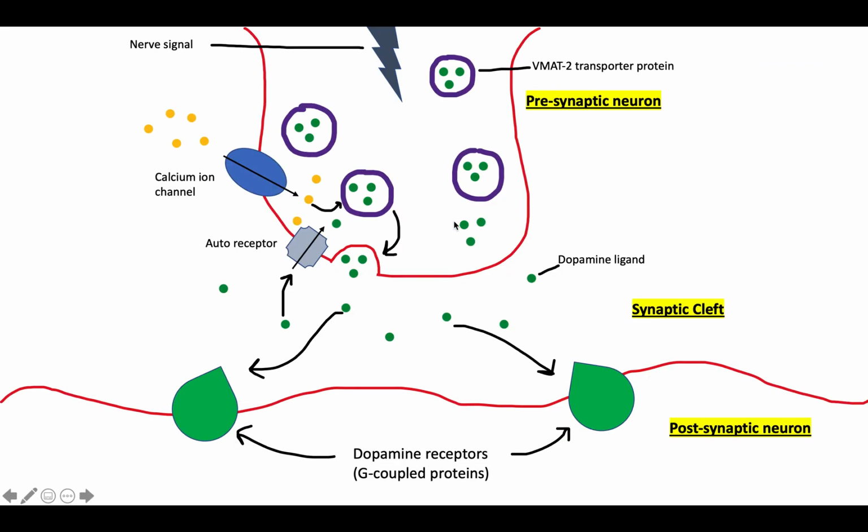First, dopamine that's already been synthesized from the midbrain sits in these vesicles called VMAT2 transporters, and as the nerve signal reaches the axon terminal, it stimulates the calcium ion channel to open and causes an influx of calcium ions into the presynaptic neuron. This causes the VMAT2 vesicles to fuse with the cell and release their neurotransmitters into the synaptic cleft. Now, one of 2 things could happen.